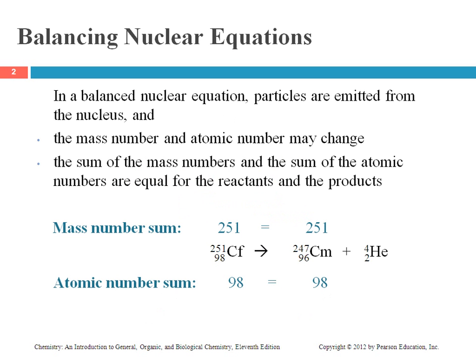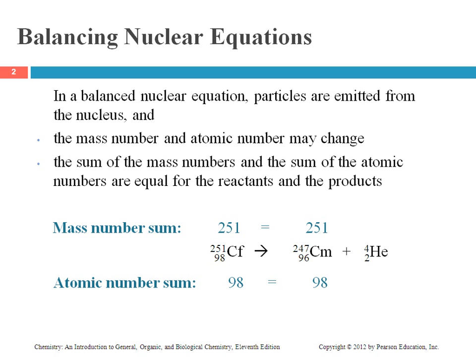Okay, in a balanced nuclear equation, we are dealing with nuclear radiation. So particles are being emitted from the nucleus. And this is a huge difference from what we've studied in Chapter 5, because our mass number and our atomic numbers are changing from one side of the equation to the other. So we are ending up with different elements or different atoms on the other side of the equation. But the idea that everything has to be balanced is still the same. And here we're going to have to balance mass numbers and atomic numbers.